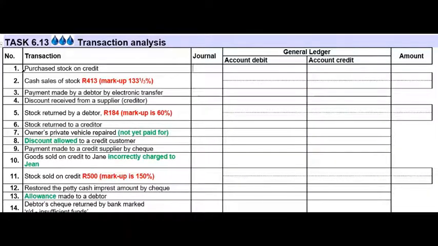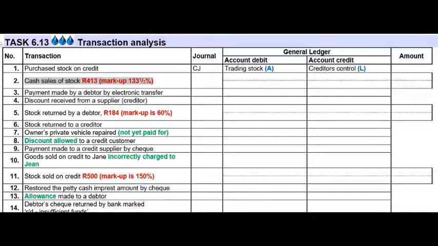The first transaction was this one, where it said you purchased stock on credit. So this is straightforward. You know that it will go to the CJ. If we buy stock on credit, the amount of trading stock that we have will increase on the debit side. The amount of money that we owe to a creditor will also increase on the credit side. And that's it.